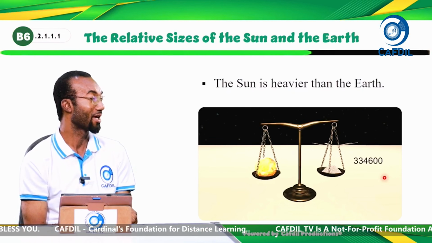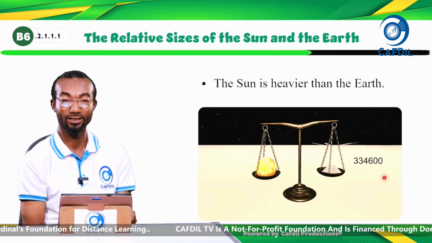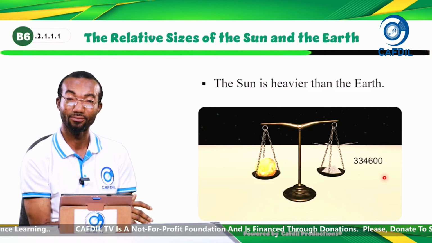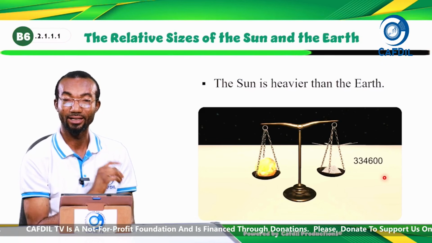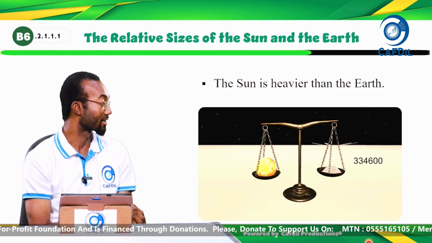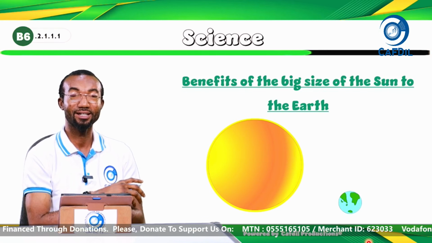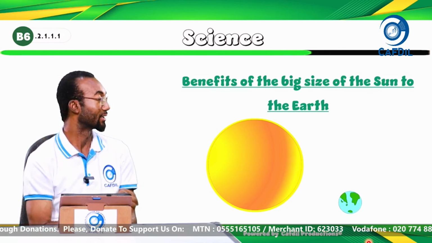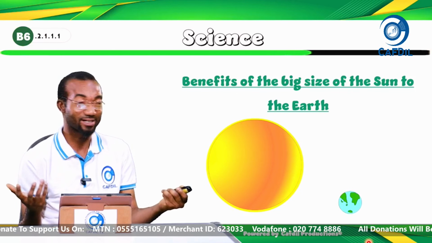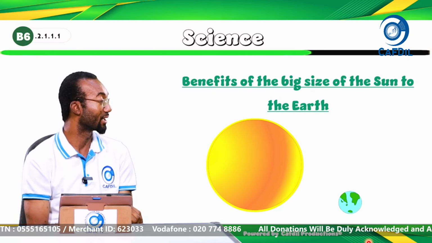So you see how heavy the sun is. So the sun is bigger and heavier than the earth. And I believe you have been convinced with this experiment. Now, right now that we see that the sun is far bigger and heavier than the earth, what benefits do we get from the big size of the sun?